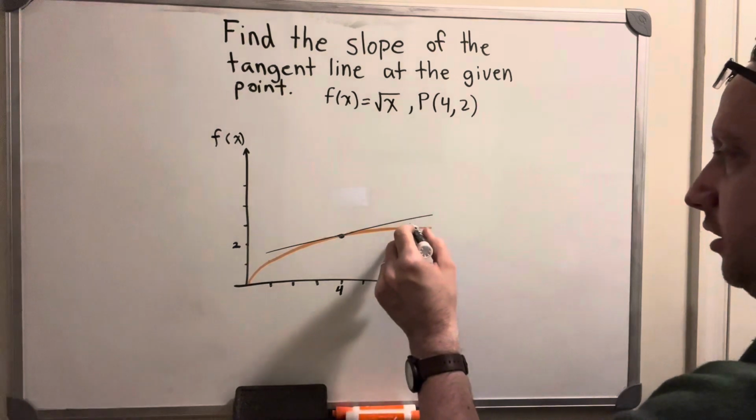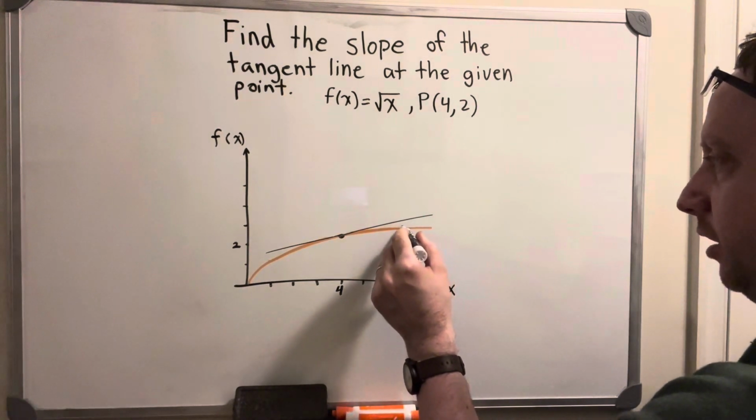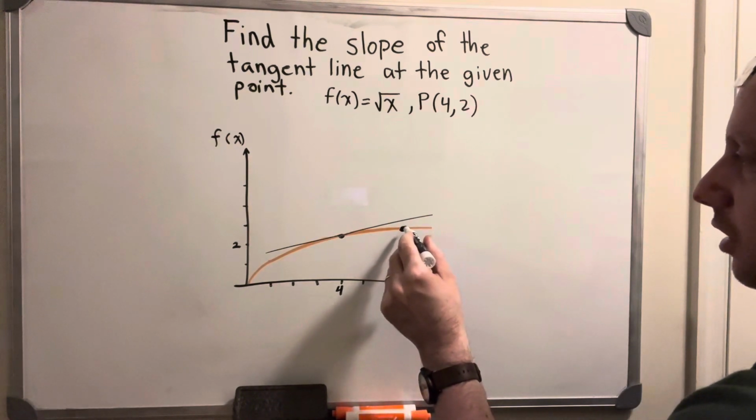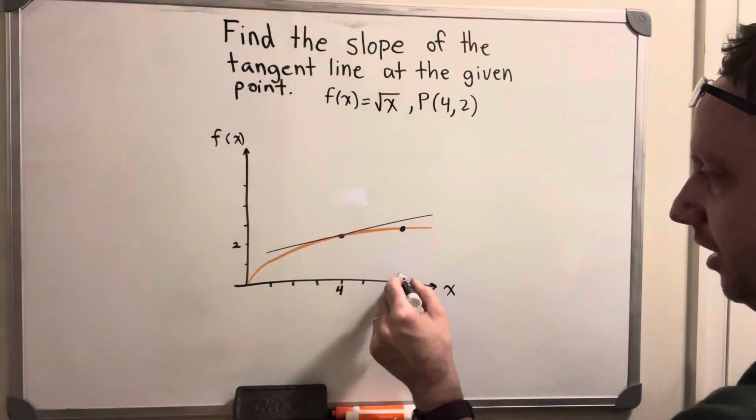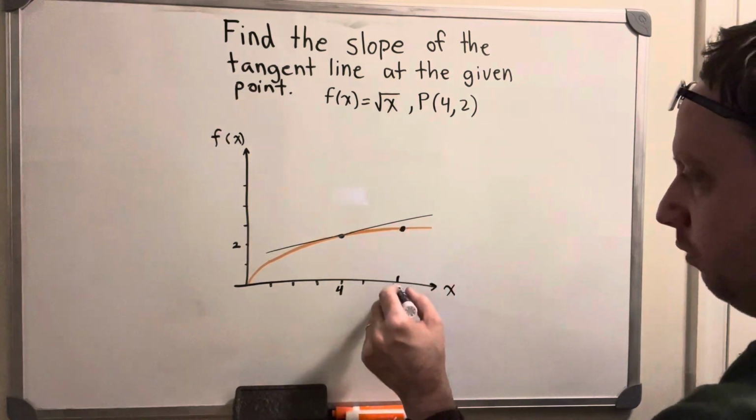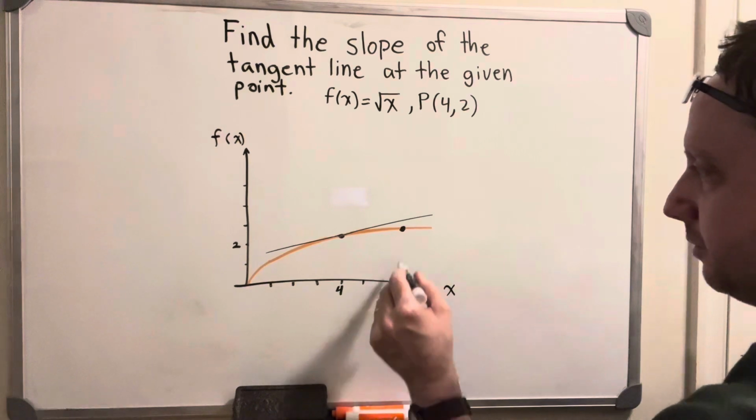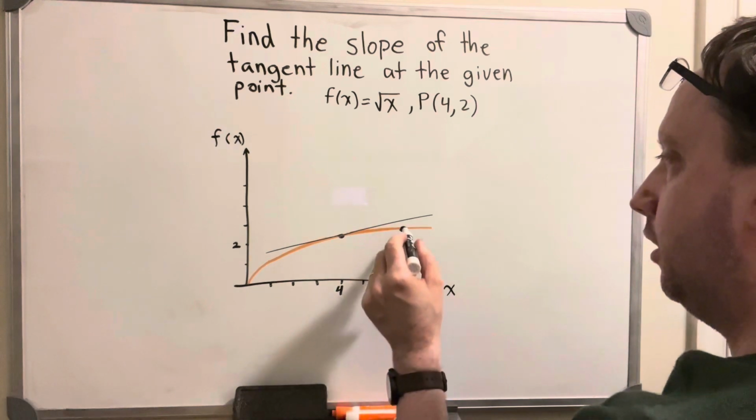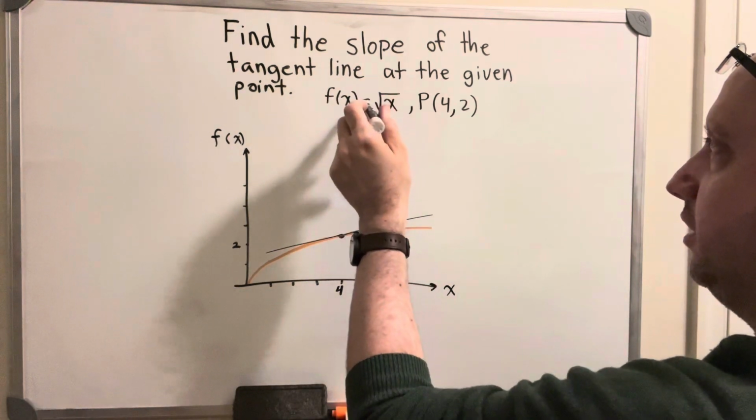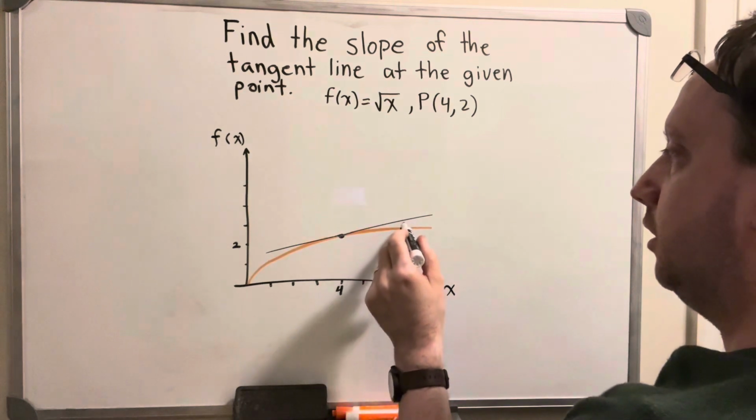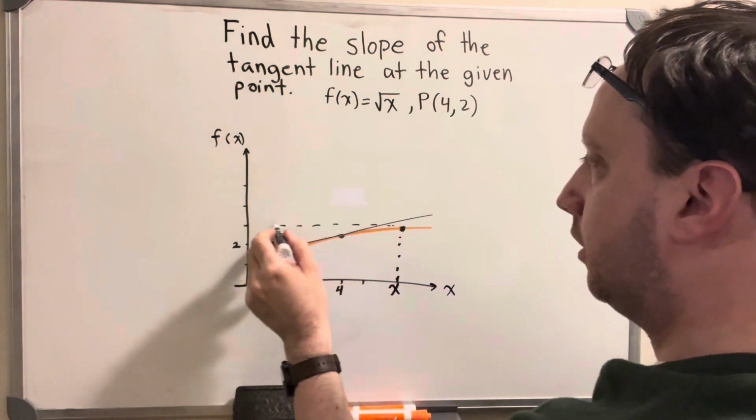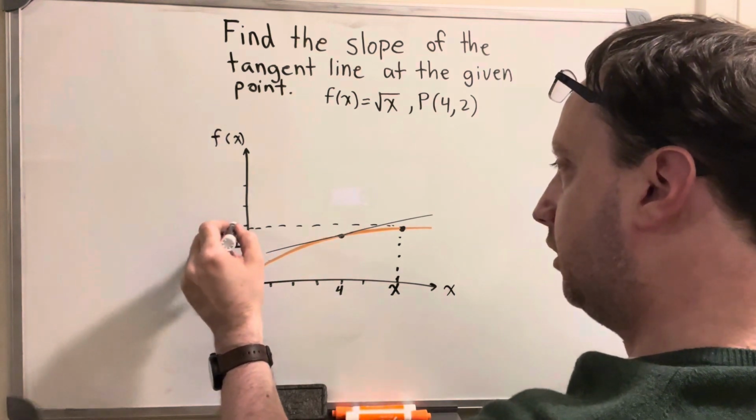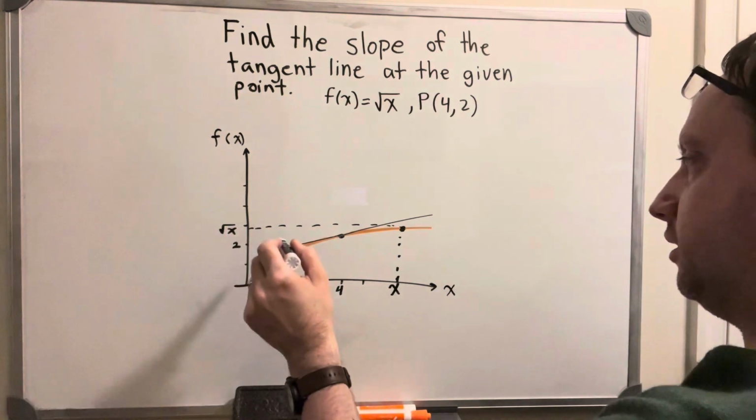Well, this is another application of limits. Let's suppose that we have another point on the curve, and let's say its x-coordinate was some special x, and since this is the curve of square root of x, we know that its y value would be the square root of x.